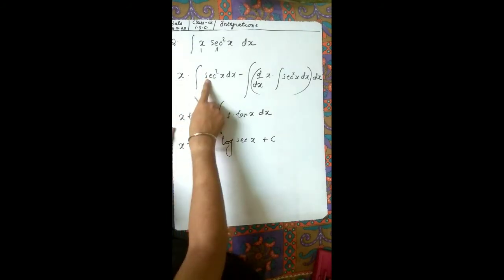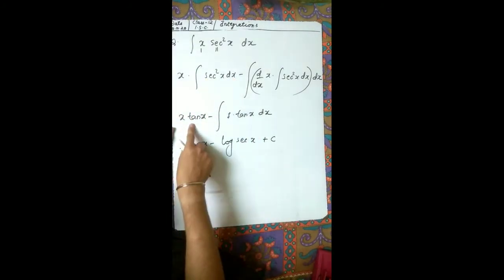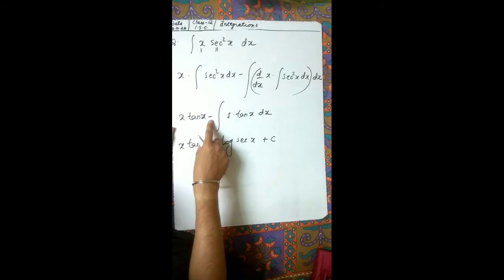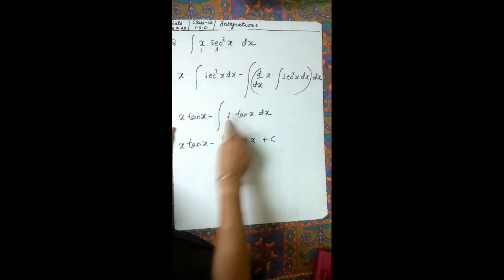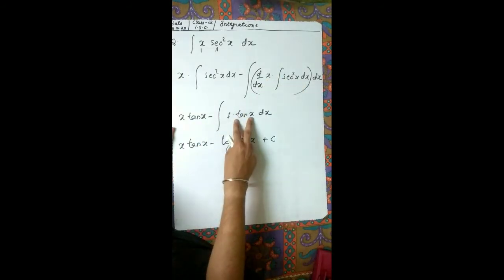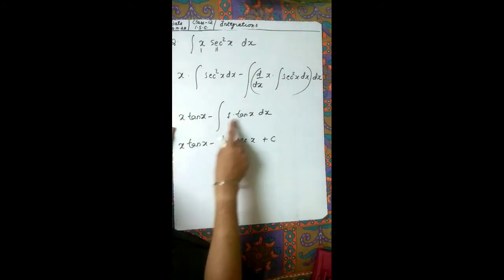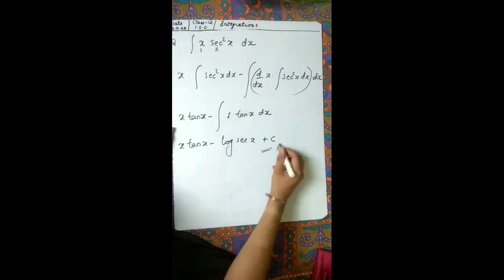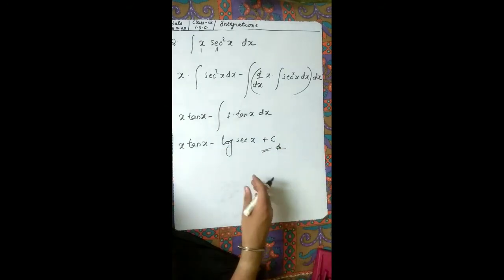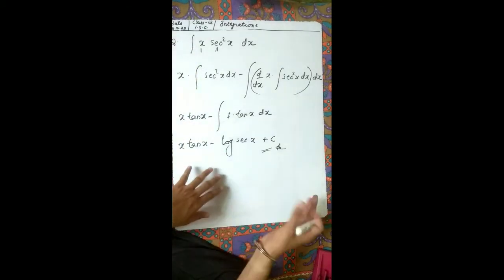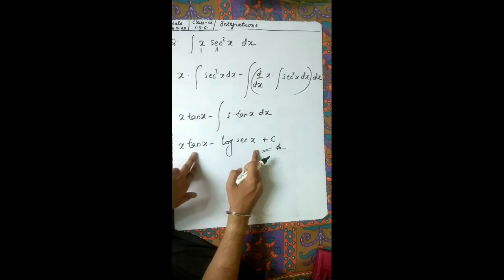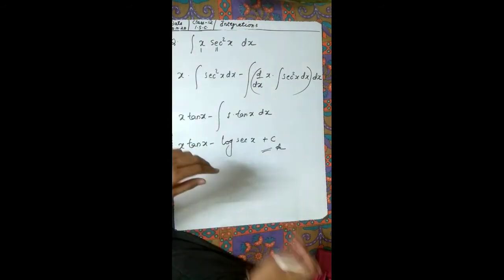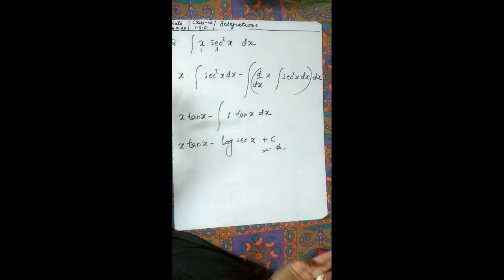x as it is, integration of sec square x dx will directly give tan x. Minus differentiation of x is 1, and integration of sec square x is tan x. Now we know the integration of tan x is log of sec x plus c, so this is the final answer. Now how will you check? This is a very small question, so we can differentiate this and should get x sec square x. If it is so, then we are correct.